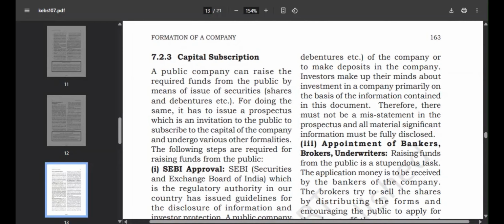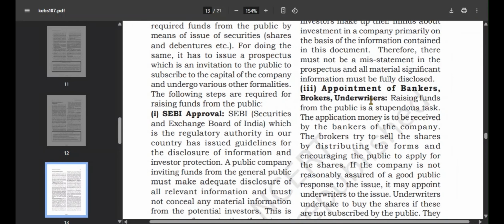A public company can raise the required funds from the public by issue of securities, shares, debentures. We have studied this. For doing the same, it has to issue a prospectus. Prospectus is like an invitation that is given to the public, like the statement in lieu. Statement in lieu is also an invitation, but it is given before the prospectus is made. So, a prospectus is an invitation to the public to subscribe to the capital of the company and undergo various other formalities. The following steps are required for raising funds from the public. There are mainly six steps involved.